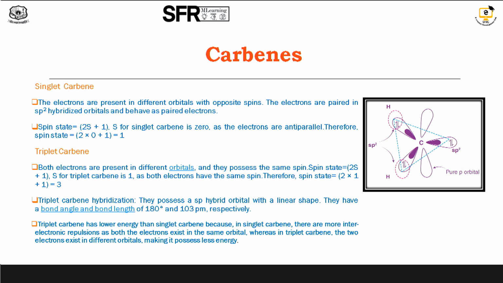Next we will see triplet carbene. Here both electrons are present in different orbitals and they possess the same spin, and the spin state is 2s plus 1. Here s for the triplet carbene is 1, so the value comes as 3, so it is called a triplet carbene. So based on their spin multiplicity, we can classify carbenes into two types, singlet and triplet. The triplet carbene has sp hybridization with a linear shape, a bond angle of 180 degrees and a bond length of 103 picometers. As far as energy is concerned, the triplet carbene has lower energy and is more stable.